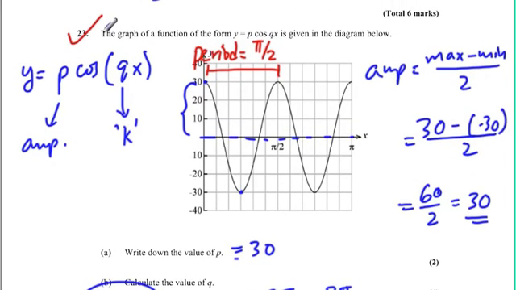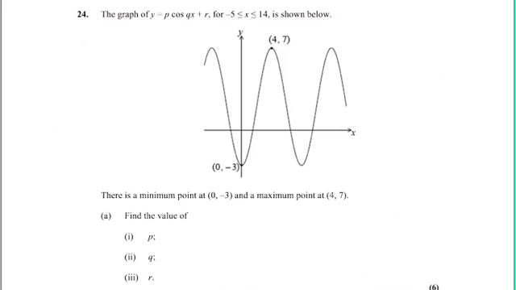So that was 23. Let's do 24. The graph below shows P cos QX plus R. Some points are shown. There's a min here, and a max there. Find the value of PQR. Okay, perfect. So let's always write it out again. It's a good idea to identify what these things are, QX plus R.